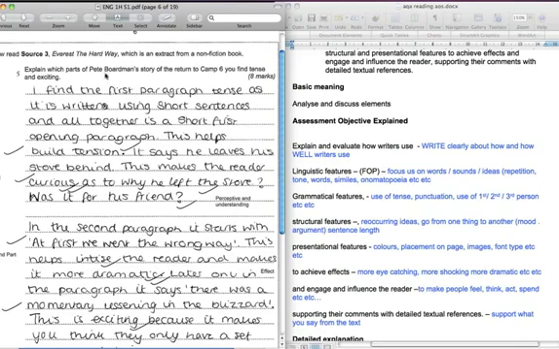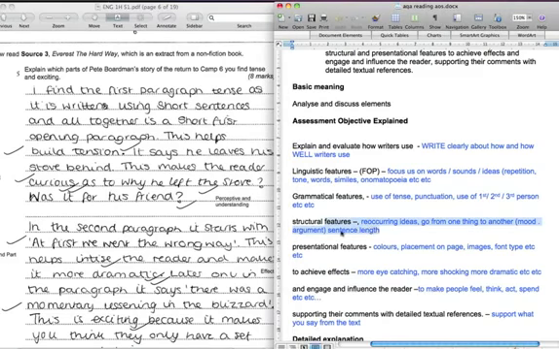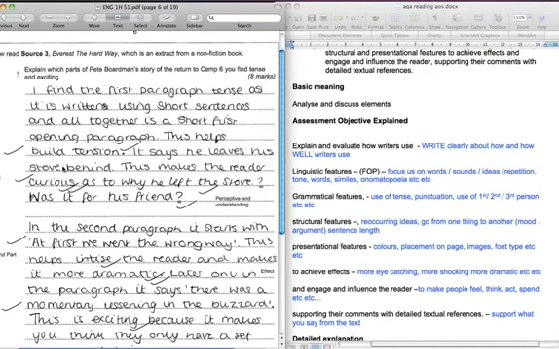Explain which parts of Pete Boardman's story of the return to Camp 6 you find tense and exciting. I find the first paragraph tense as it is written using short sentences and all together is a short first opening paragraph. This helps build tension. So there we've got the actual idea of the way it's put, the structural features that we've got here, and we've already noted that in our notes, like the sentence length, and this helps build tension is the effect that's actually achieved. It says he leaves his stove behind, and this makes the reader curious as to why he left the stove and was it for his friend.